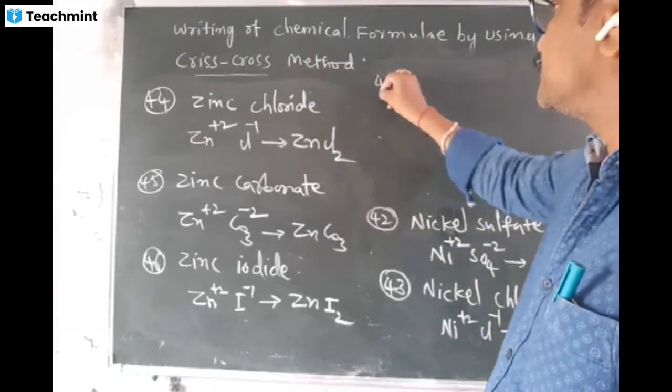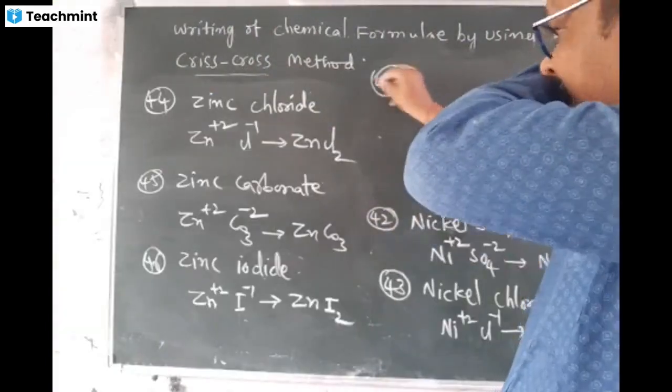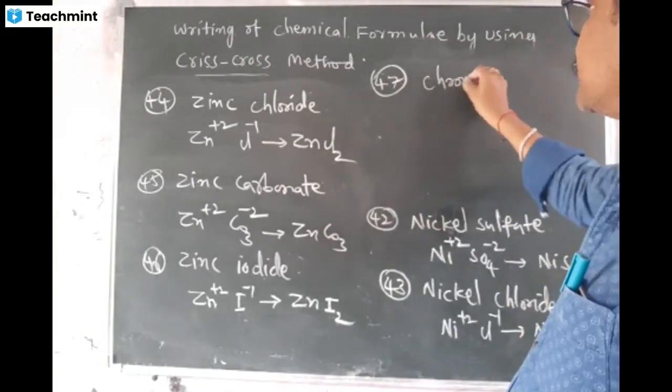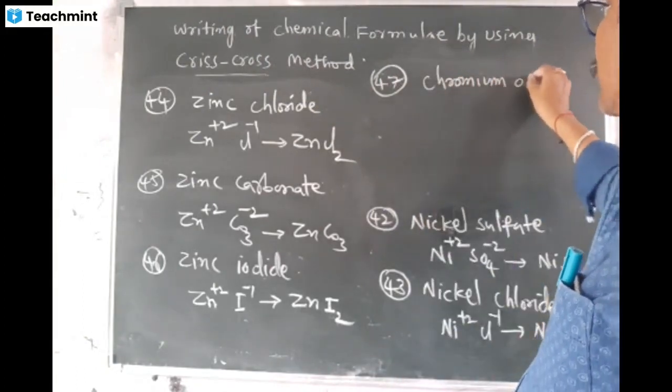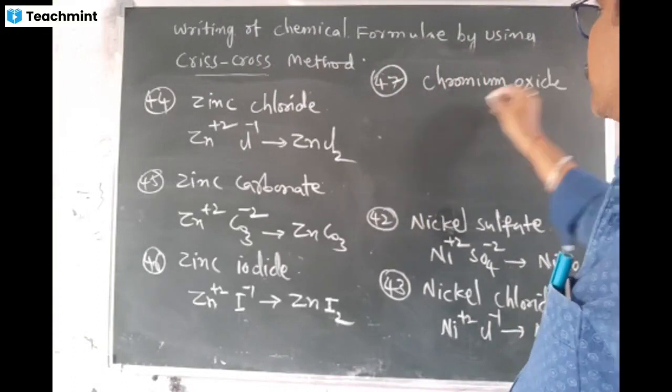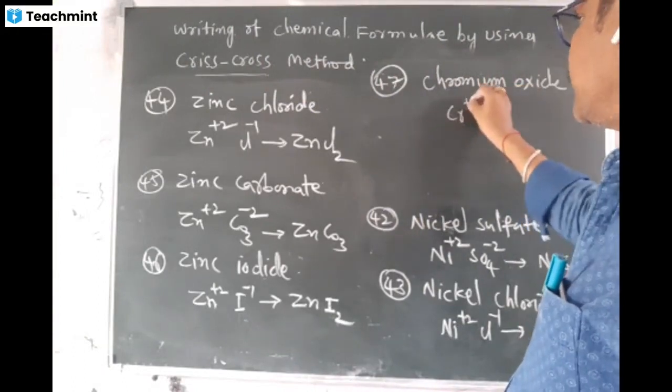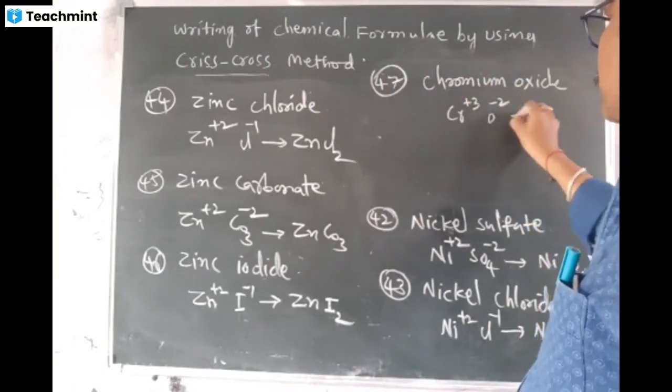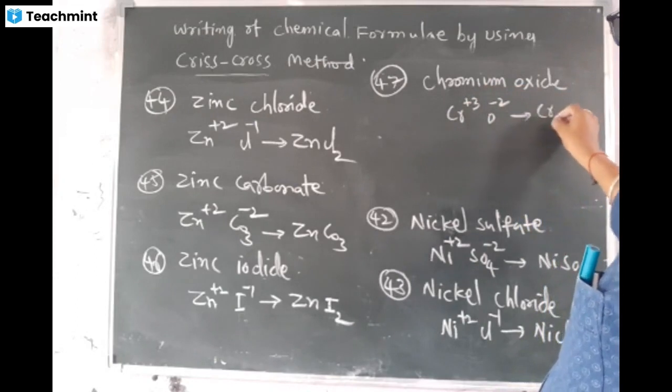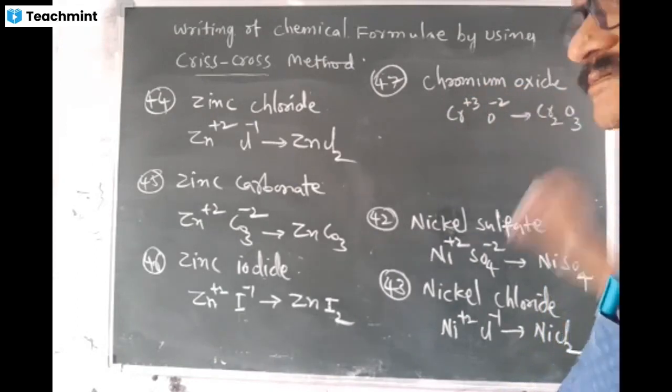Then 47, chromium oxide. How do you write chromium oxide? Cr plus 3. Oxide means minus 2. It becomes Cr2O3.